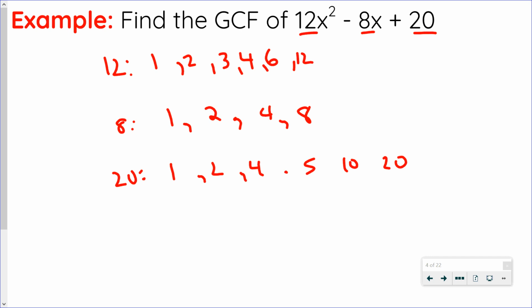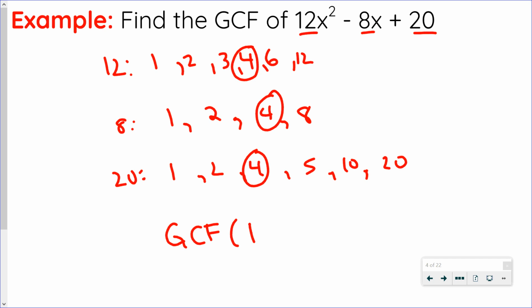So what I do now is I look for the biggest number that goes into all of those numbers, and I see that will be a 4. So that tells me that the greatest common factor of 12, 8, and 20 is 4.